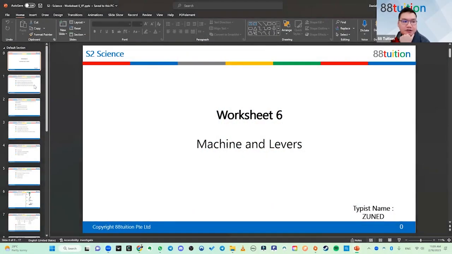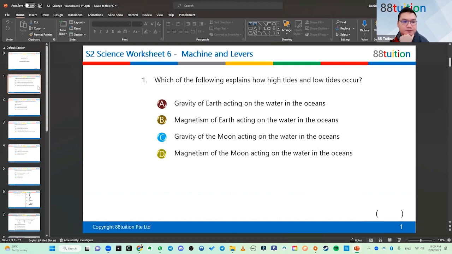Okay, machines and levers. Let's look at the first question. Which of the following explains how high tides and low tides occur? So which one explains how high tides and low tides occur?